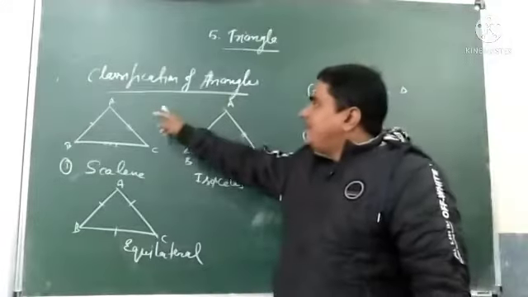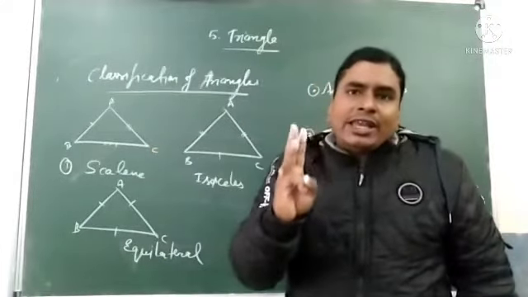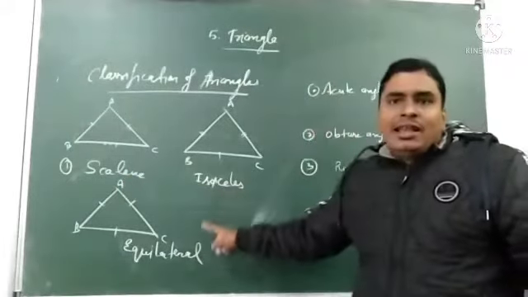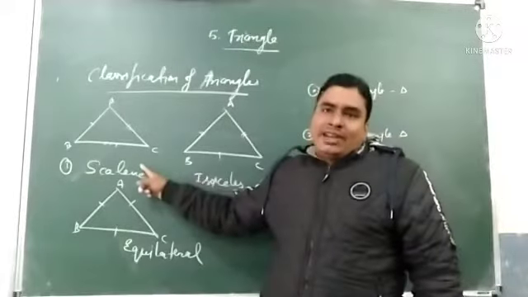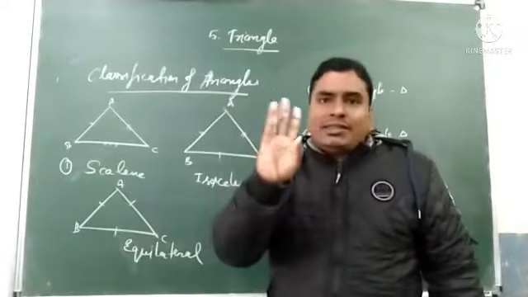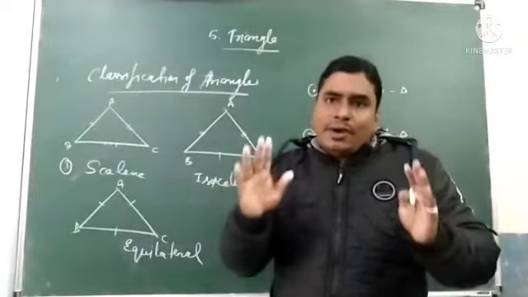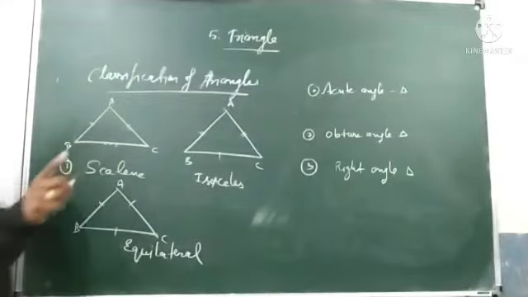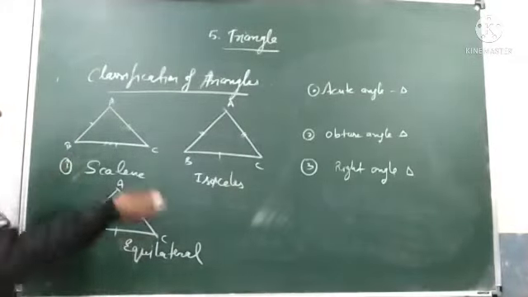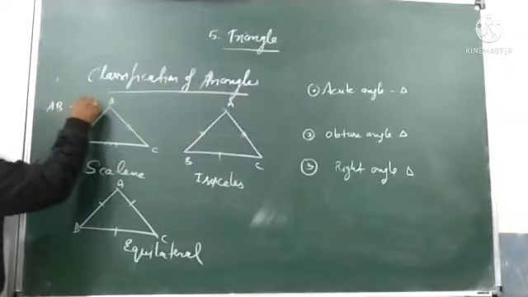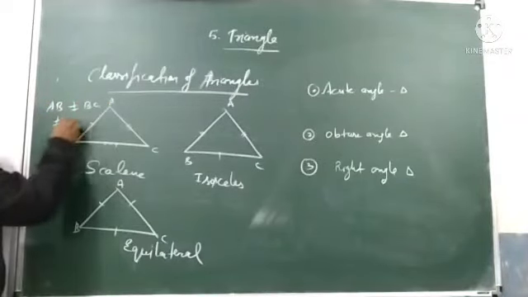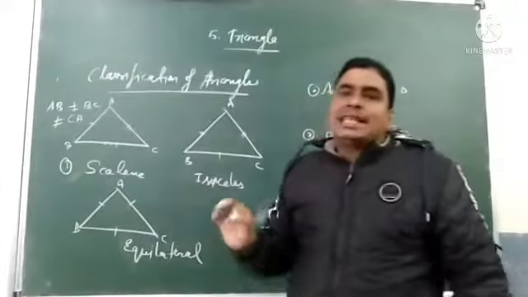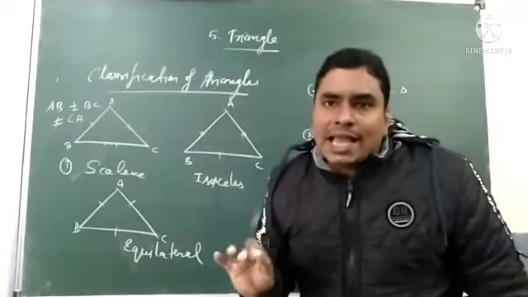So first, on the basis of side, we can classify the triangle in three ways: scalene triangle, isosceles triangle, equilateral triangle. What is a scalene triangle? A plane region bounded by three straight lines. If all three sides are unequal, means AB not equal to BC not equal to CA, then the triangle is known as a scalene triangle.